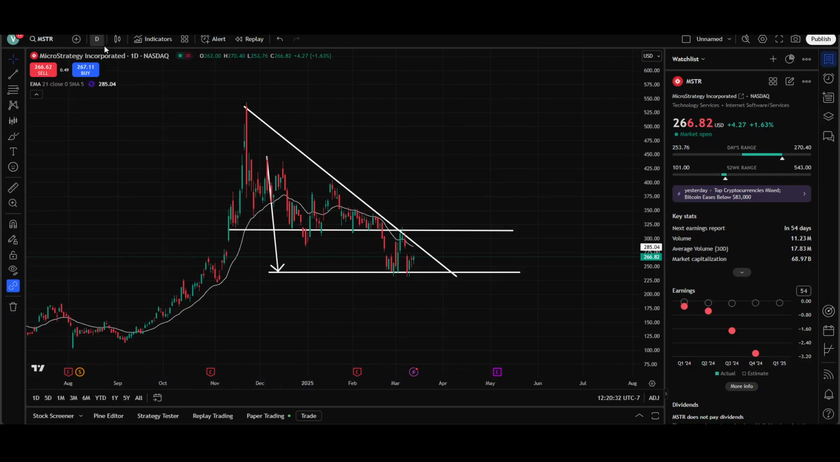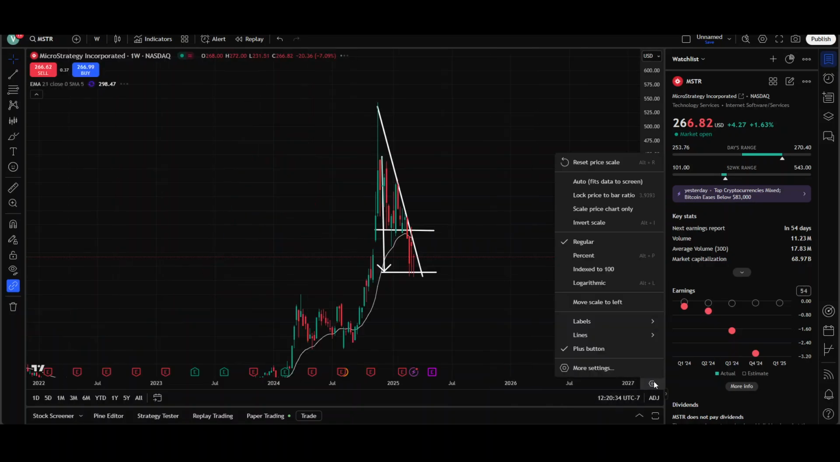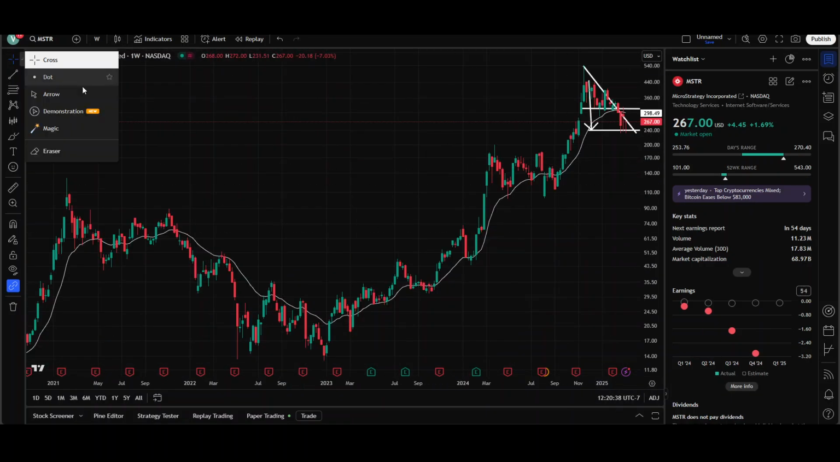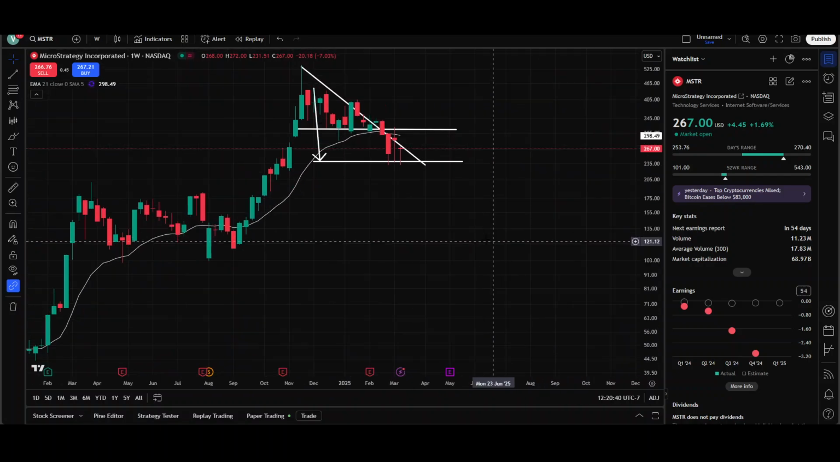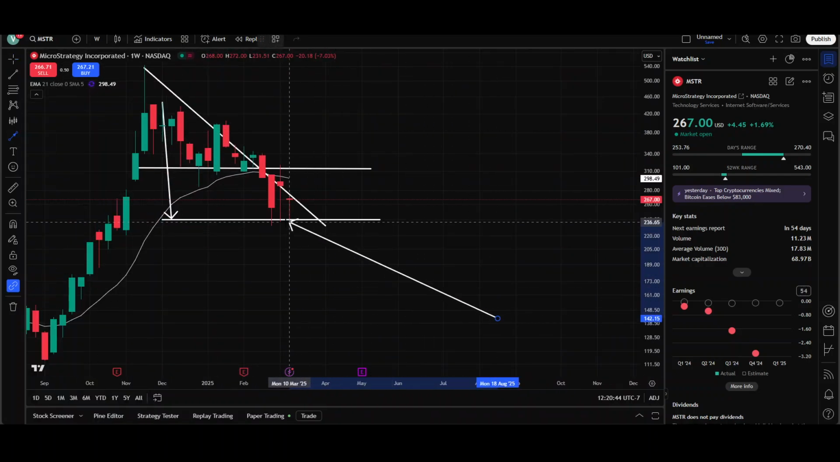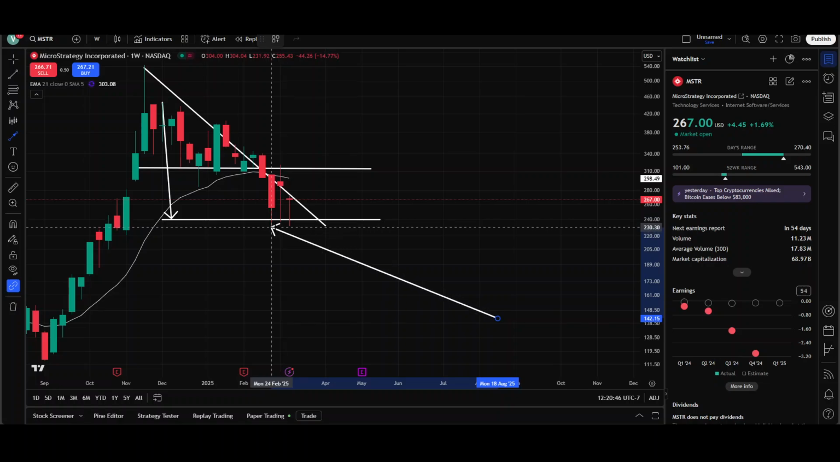So let's go back to MicroStrategy on the weekly chart, looking at the log scale. And again, the wicks look very strong right now. See the candle wicks. Price has been tapping this like 240 level for a while now. So we had a wick here, buying pressure, buying pressure, buying pressure.